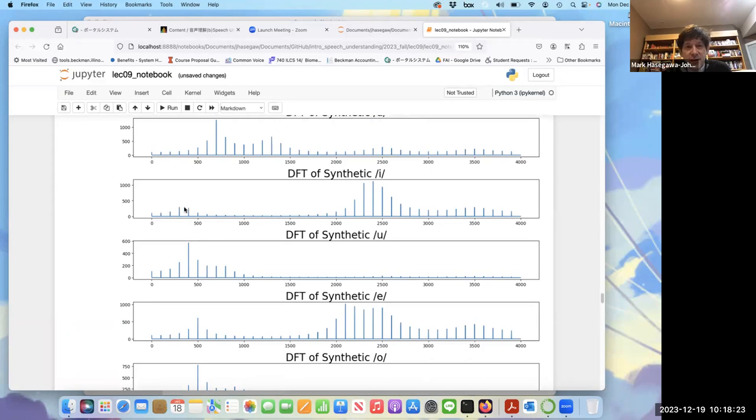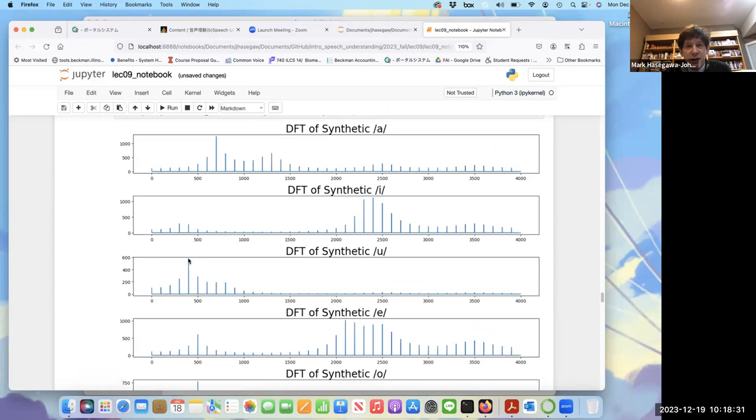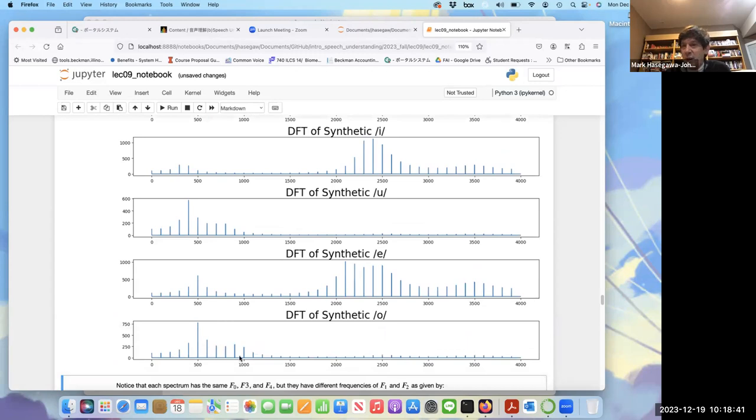So the e has a peak at 350 and another one at 2400. The ah has peaks at 700 and at 1300. The u has peaks at 400 and at 800. The a has peaks at 500 hertz and 2100 hertz, and so on. We can see the spectrum differs depending on the formant frequency peaks. And so this is a way in which we can recognize the difference between different kinds of speech sounds.